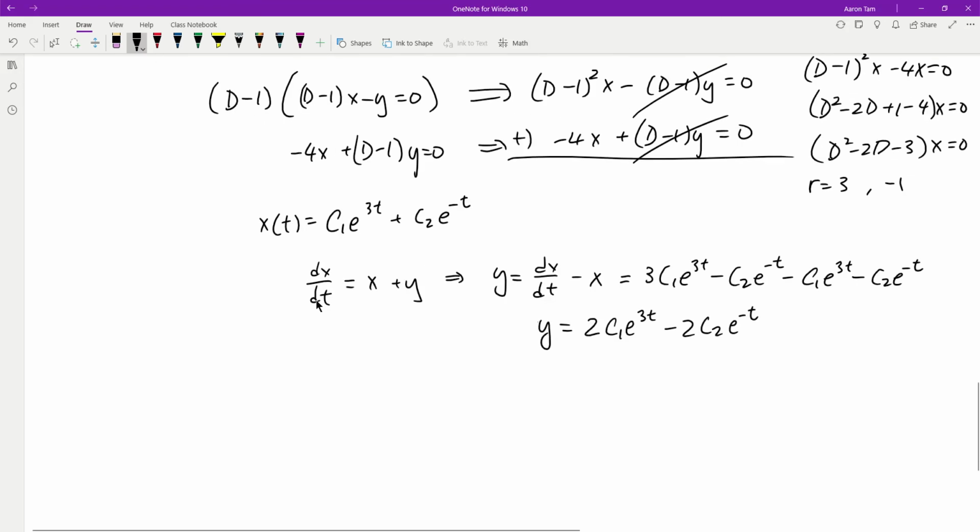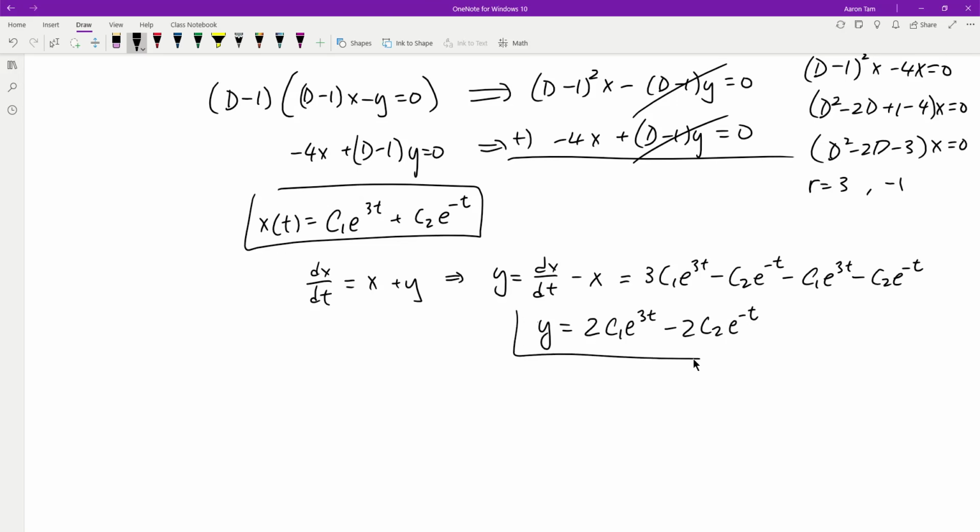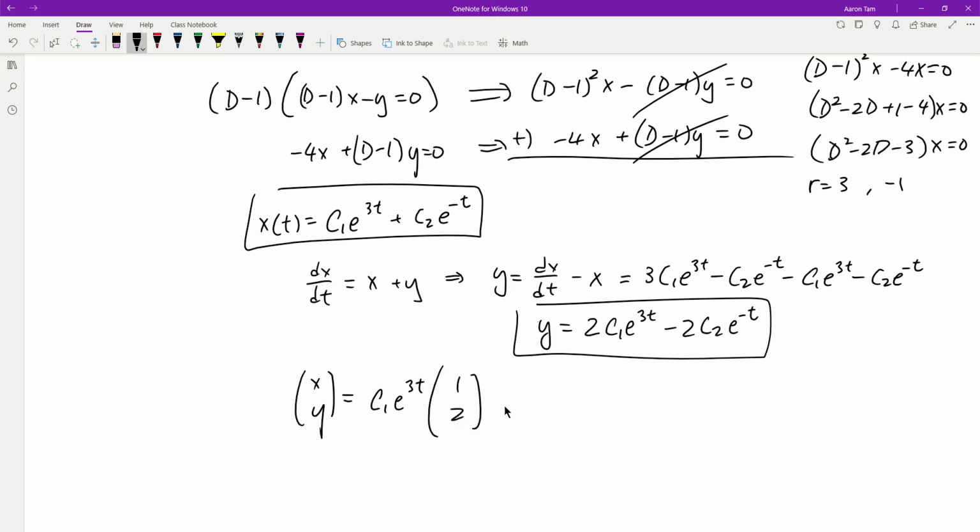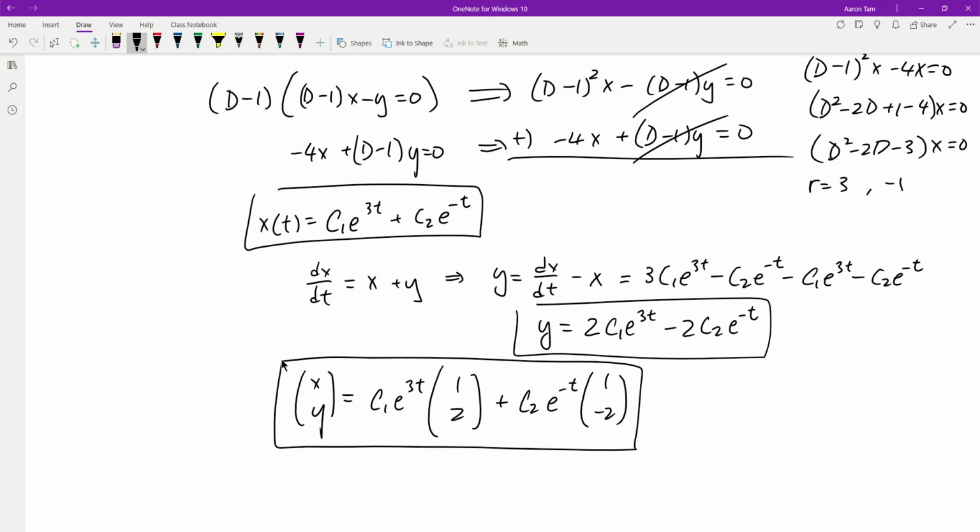So therefore now we have our answer. We have this, we have this. So now let's write our answer. Our answer will be x y equal to c1 e to 3t multiplied by 1, 2, plus c2 e to negative t multiplied by 1, negative 2. So that's our answer. Now, notice that the answer is written as e to some power t multiplied by a vector. So obviously in this case, the number 3 is our lambda, 1, 2 is our vector u, and we have two pairs of them. It shouldn't be a surprise that we have two pairs of them.